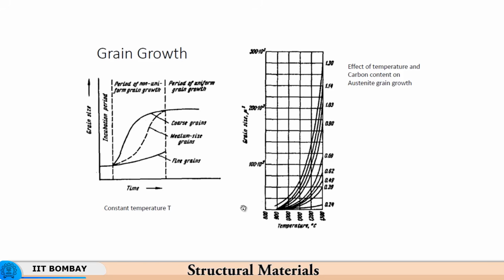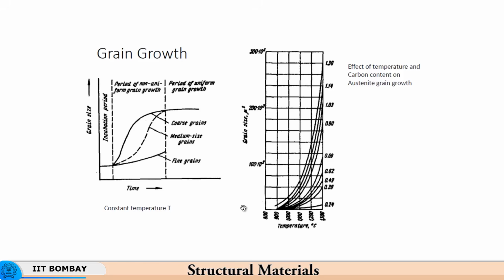Normally what happens is, if you start with fine grains, the grains tend to remain finer, but if you start with a coarse grain size, then coarse grain growth takes place. So here you have fine grains. Now in the initial period there is a non-uniform grain growth, and then there is uniform grain growth.